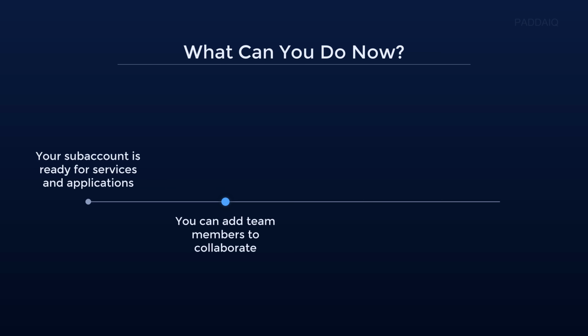You can add team members to collaborate. This means you can invite colleagues to work together on the same SAP BTP project, sharing access and responsibilities. For example, you might add a developer to help build an extension for your procurement application. This enables faster and more efficient teamwork on your cloud solutions.